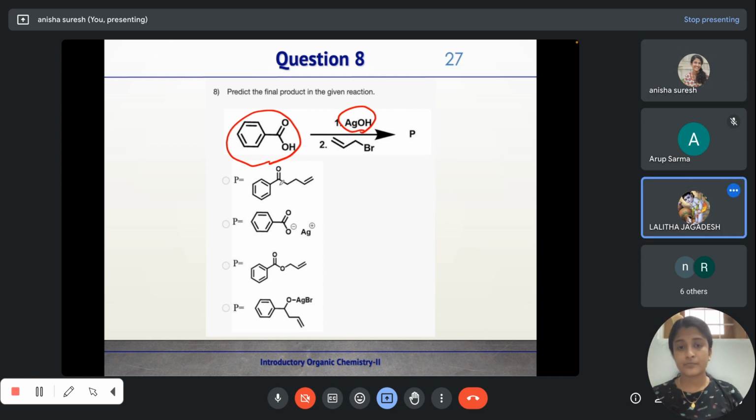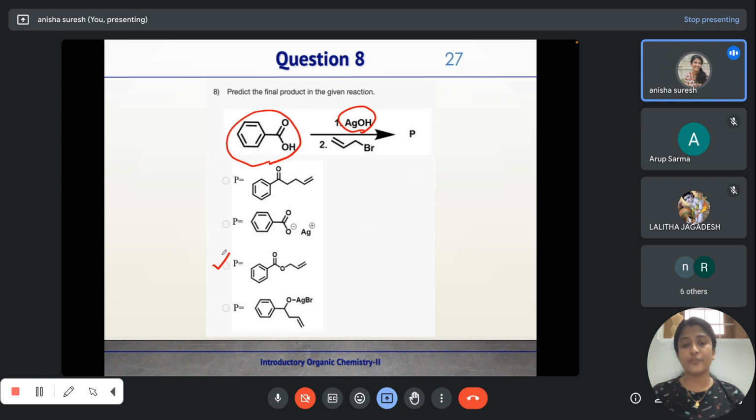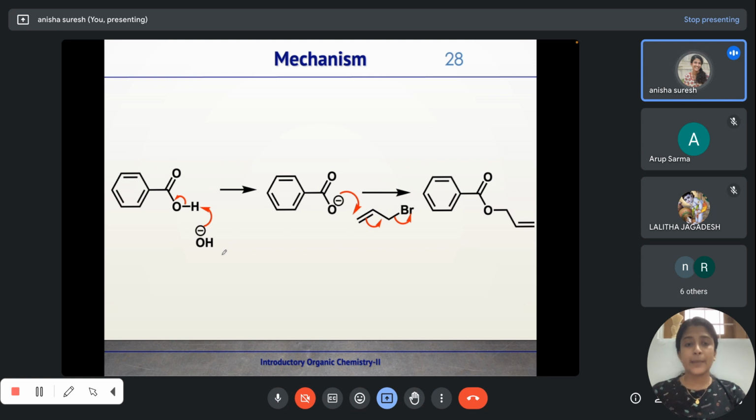Option C is the right answer. It will result in the formation of an ester. So we can see AgOH, this hydroxide will be abstracting the proton from this carboxylic acid. This proton will be more acidic. So AgOH will be abstracting that proton and it will result in the formation of this benzoate, this carboxylate anion.